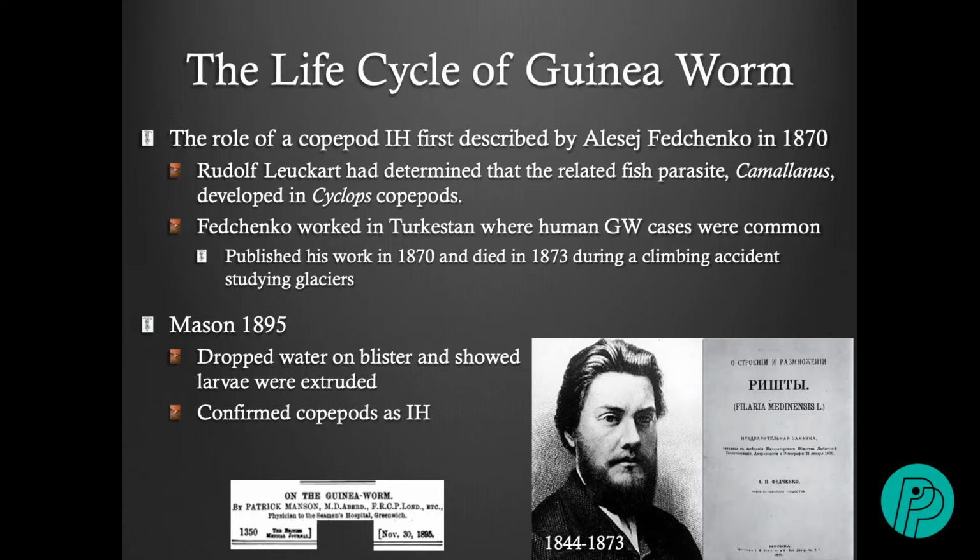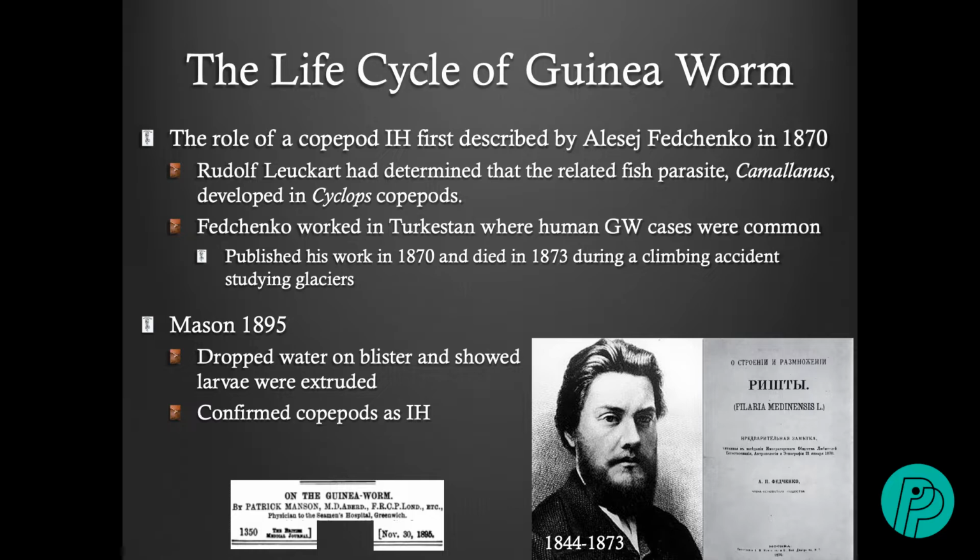So I want us to take a step back and talk about some of the history around the life cycle, since a lot of what we'll talk about today is how we've recognized new transmission routes. The initial transmission route, the use of a copepod intermediate host, was recognized all the way back in the late 1870s. There was work done on a related fish parasite that used copepods that suggested to workers that copepods might be an intermediate host. So Fedchenko, who was working in Turkestan at the time, showed that this parasite could be transmitted into copepods. He published his work and unfortunately died soon after that.